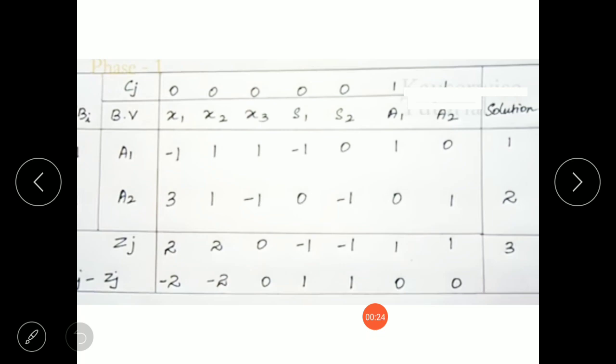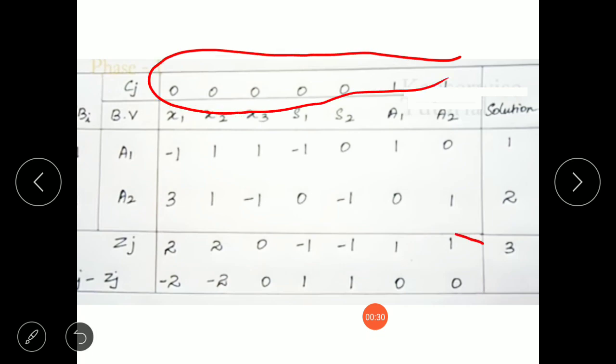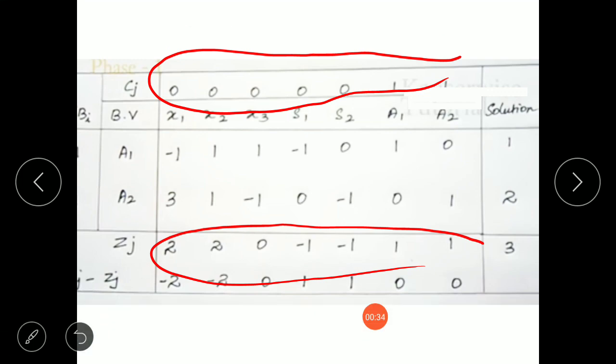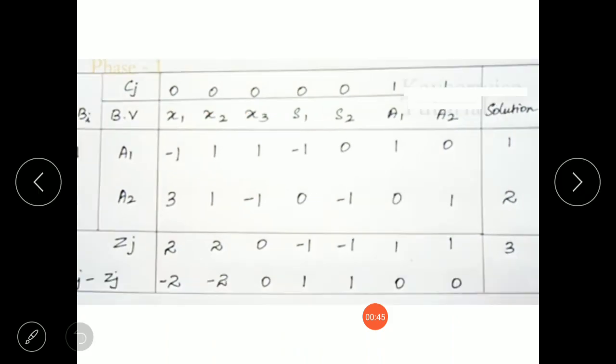Subtracting the elements of the Cj row with that of Zj, you will get Cj minus Zj. So it's 0 minus 2 is minus 2, 0 minus 2 is minus 2, 0 minus 0 is 0. In the same way you can find all the elements of Cj minus Zj. Now the next step is to see whether you have reached the optimality condition or not.